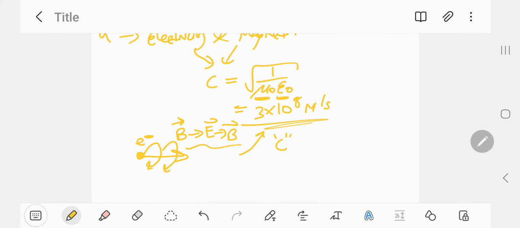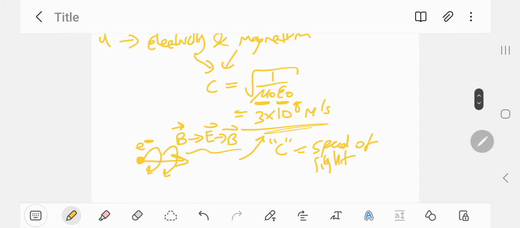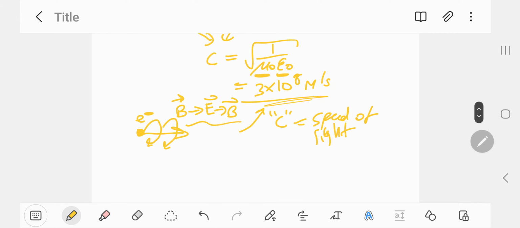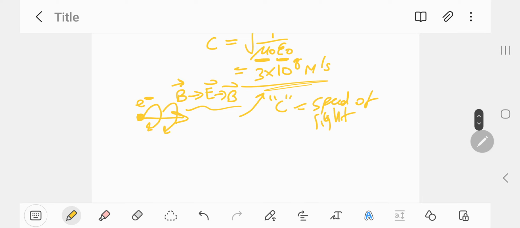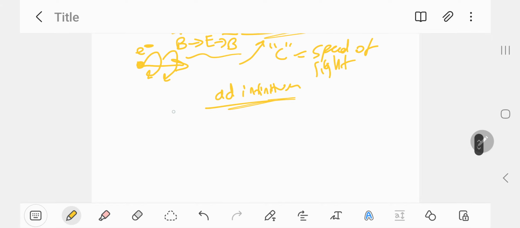C is the speed of light. It's a number. Okay. It's Latin for, I can't pronounce it, celeritas. I think that's how you pronounce it. It just means swift. Okay, it's the speed of light. So that's what light is. It's basically electric and magnetic fields changing into one another. Okay, ad infinitum. Okay, so this is what light is.